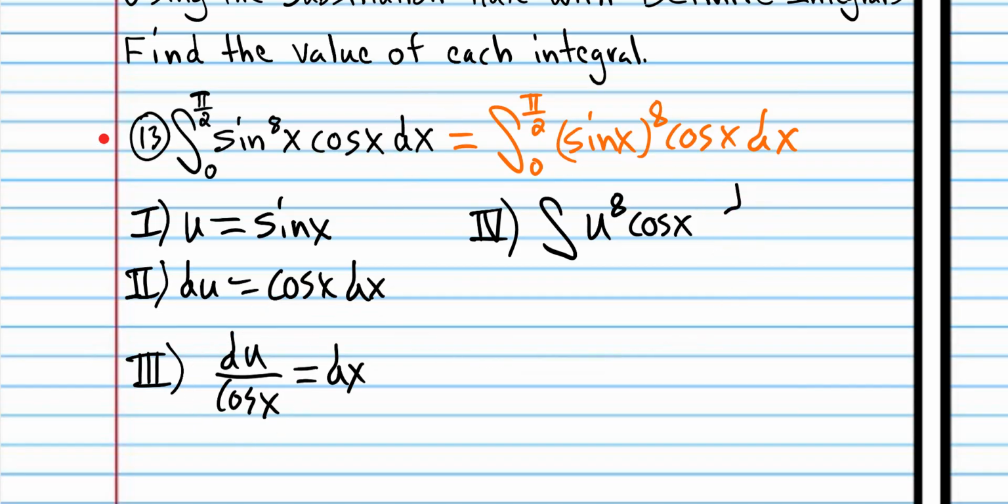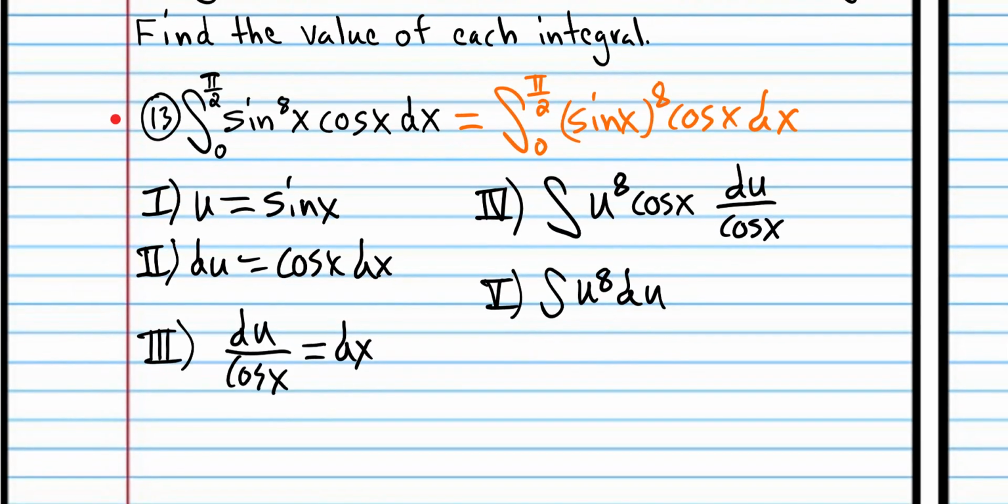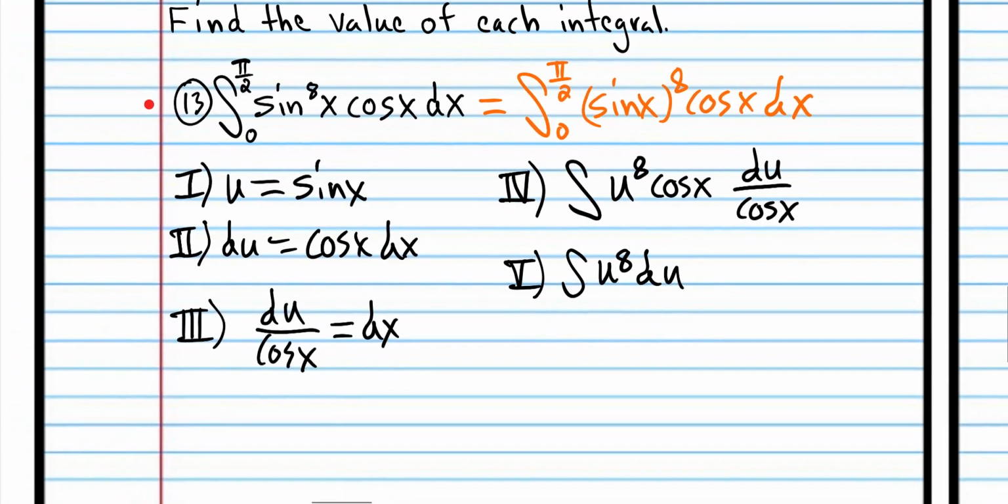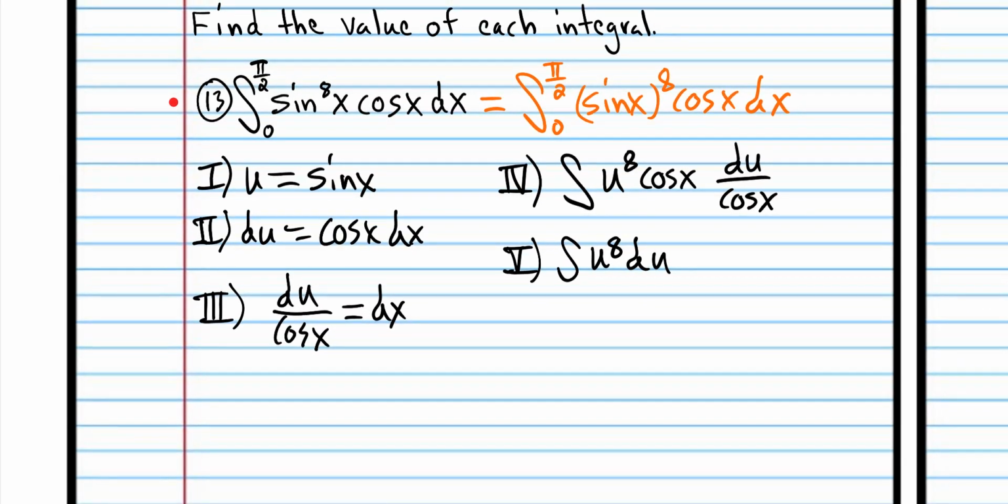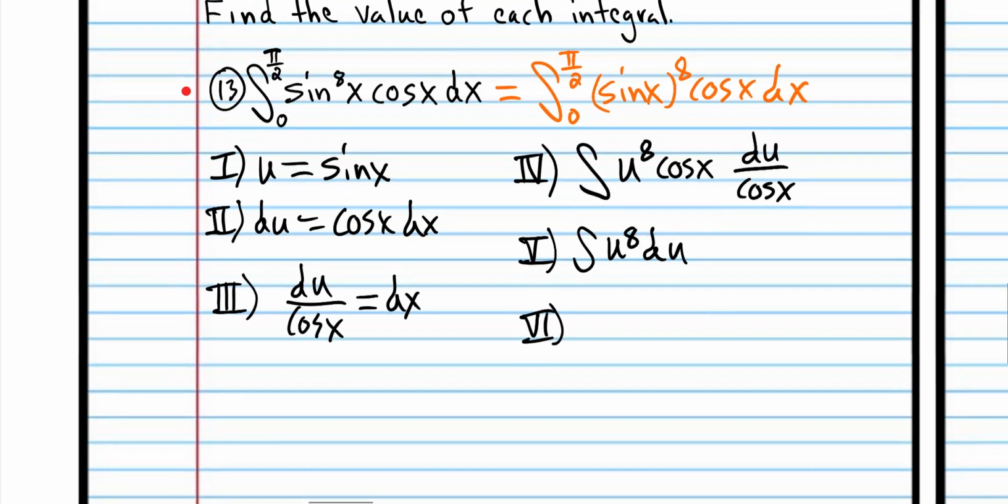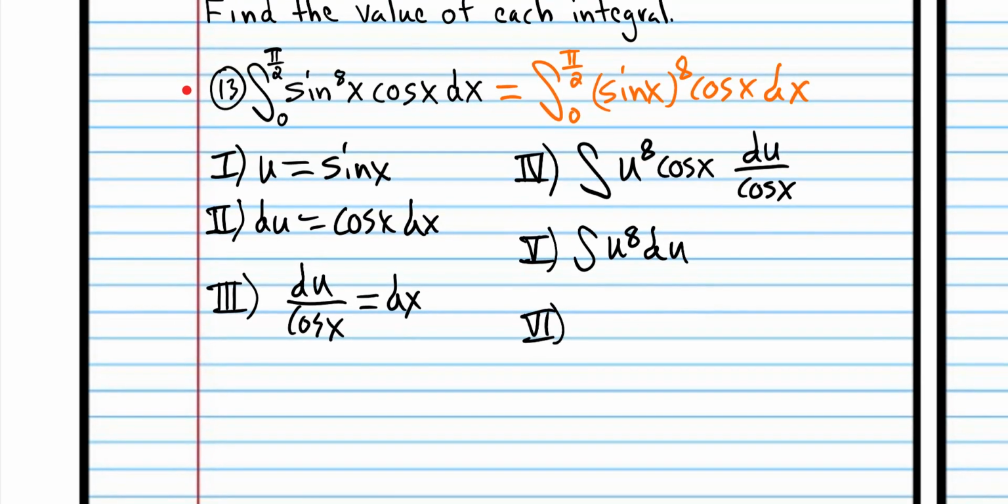So du over cosine x. The cosine x's are going to cancel out in step 5. And so we have the integral u to the 8th power times du. And even though du is not really an ornament, we can pretend that it is an ornament because it's going to go away. So now we can find the antiderivative, which is 1/9 u to the 9th plus c.